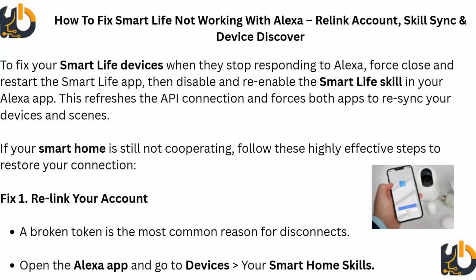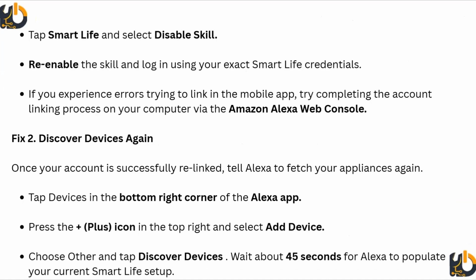Fix 1. Relink your account. A broken token is the most common reason for disconnect. Open the Alexa app and go to devices. Then tap on your smart home skills. Then tap Smart Life and select Disable Skill. Now re-enable the skill and log in using your exact Smart Life credentials.